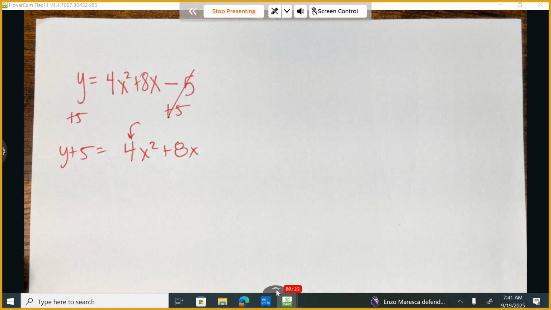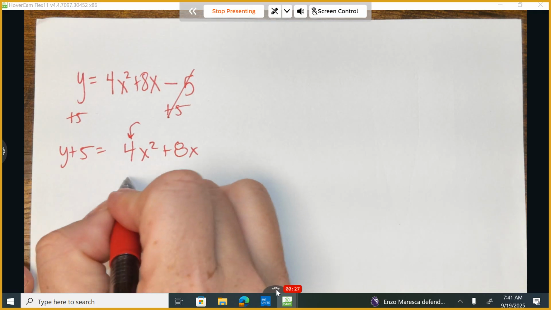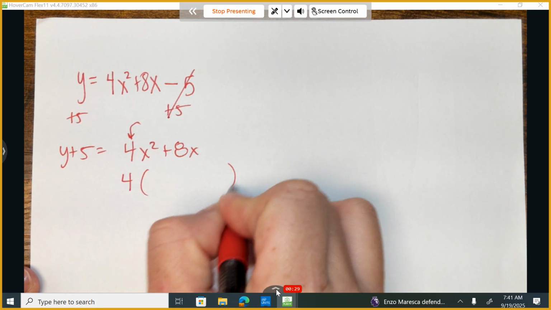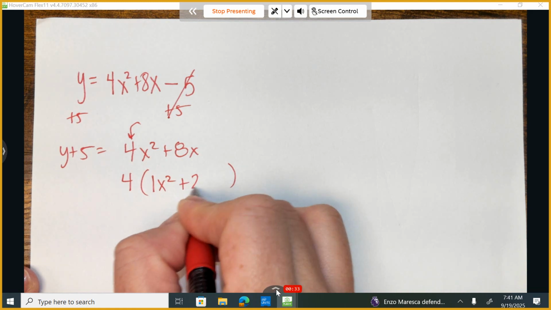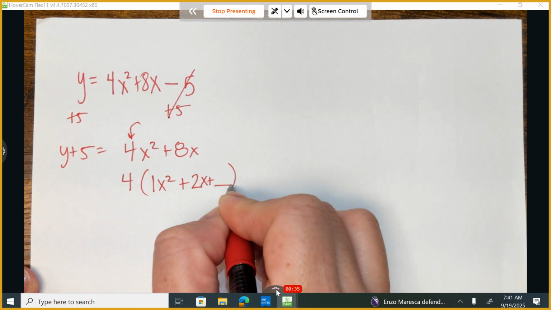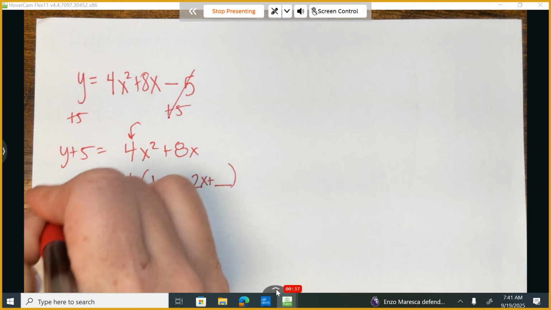Anytime the leading coefficient, or that value in front of the x squared, is anything other than a positive 1, we need to factor it out. 4 times 1 is 4, bring down the x squared. 4 times 2 is 8, bring down the x, and then we have this blank space.